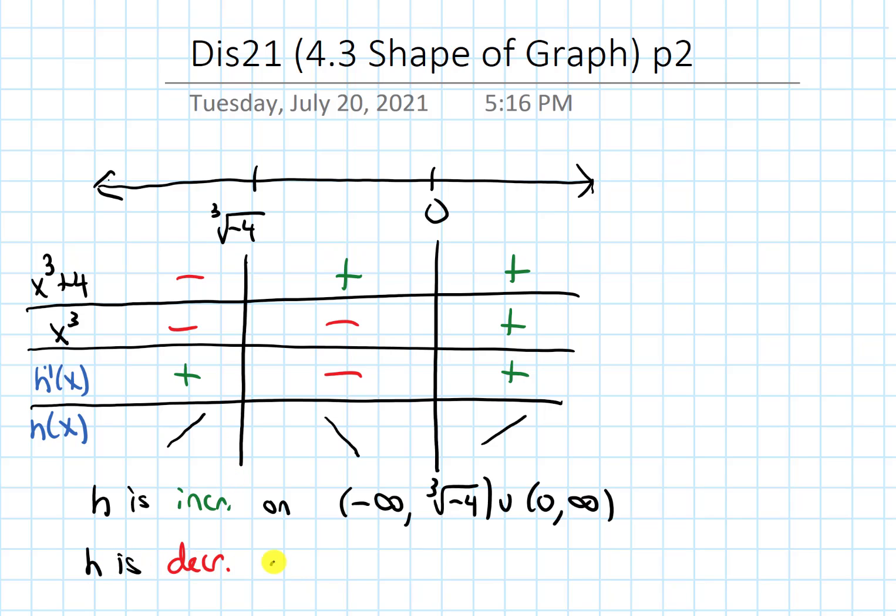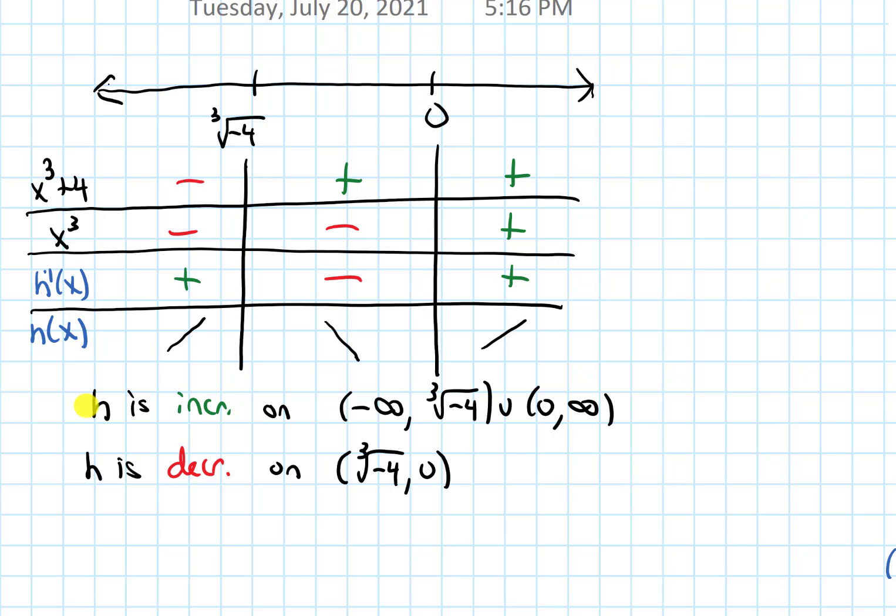It is decreasing on the middle interval from the cube root of negative 4 to 0. Okay, and let's also classify local maxes and local mins. So at cube root of negative 4, my function changes from increasing to decreasing. So we'll have a local max. And our function is going to be continuous at the cube root of negative 4. So that's good. I need that. So there is a local max at the cube root of negative 4.